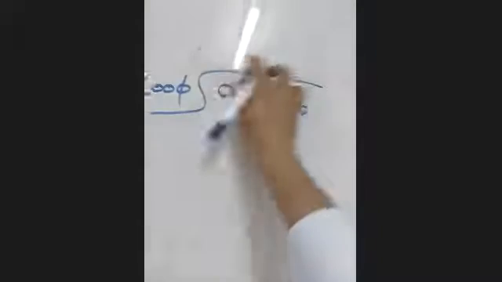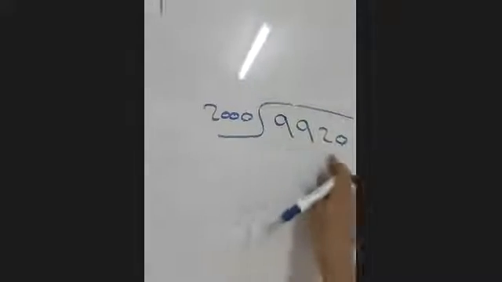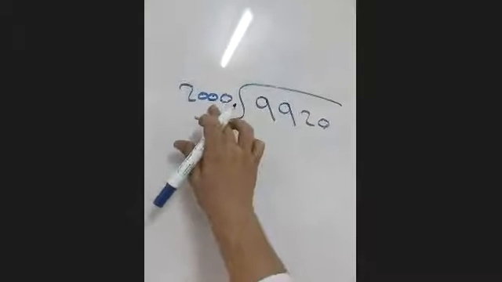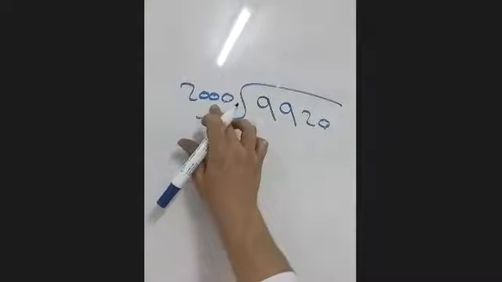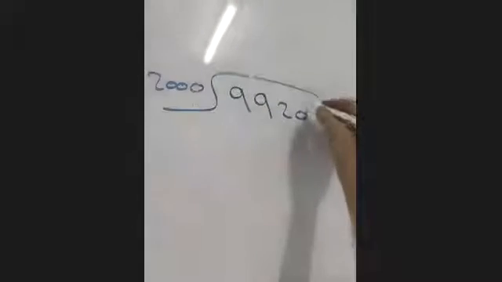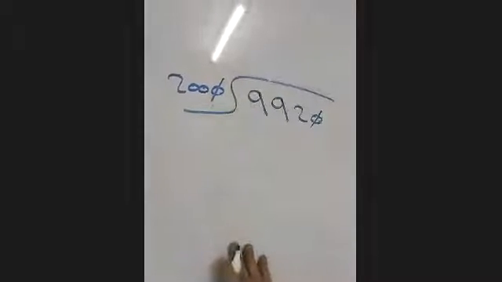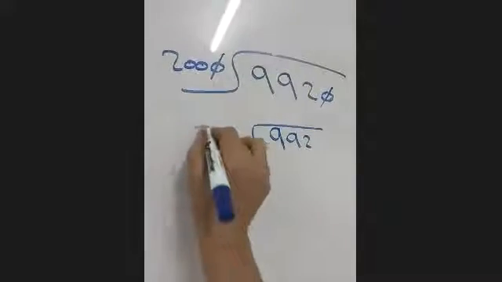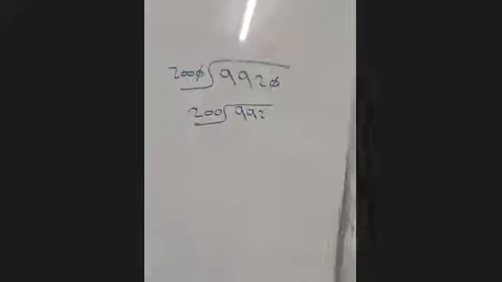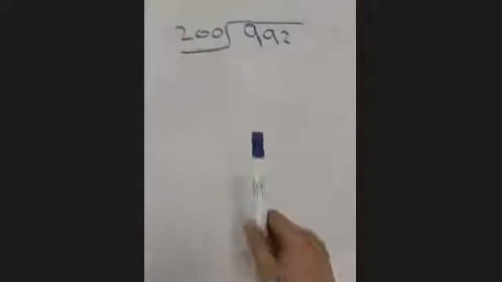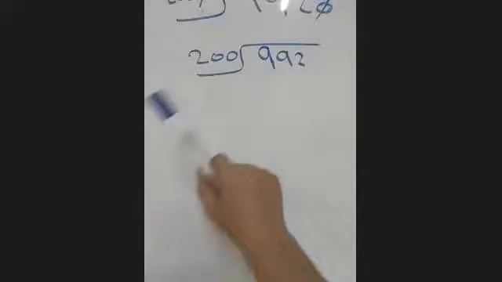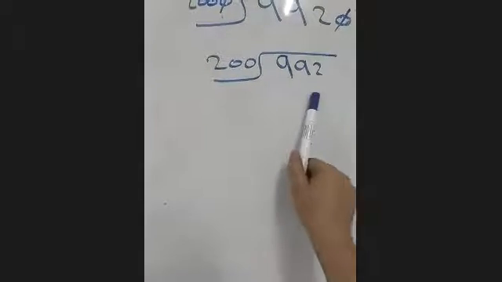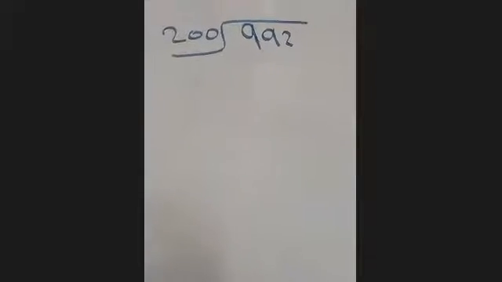Now, this number here, we call it the dividend, right? And this number, we call it the divisor, right? Here we have 0 and here we have 0. We can cross the zeros together. So we have now 992 divided by 200. You guess a number to put here, multiply it with 200 to get this number or less. Got it?